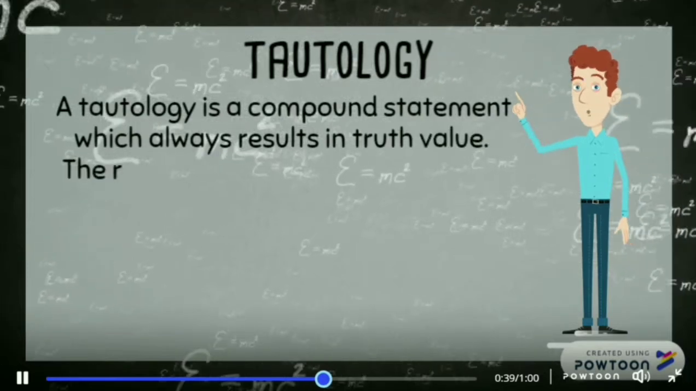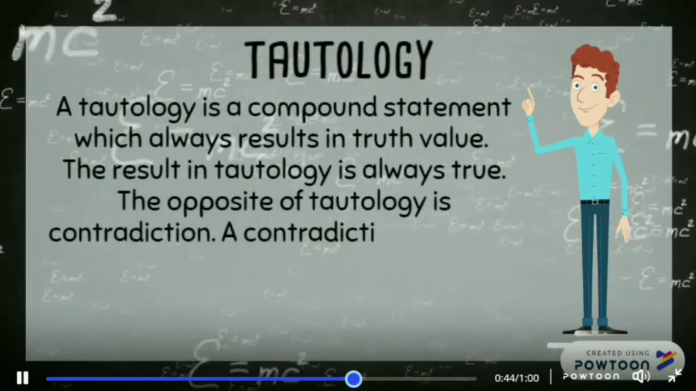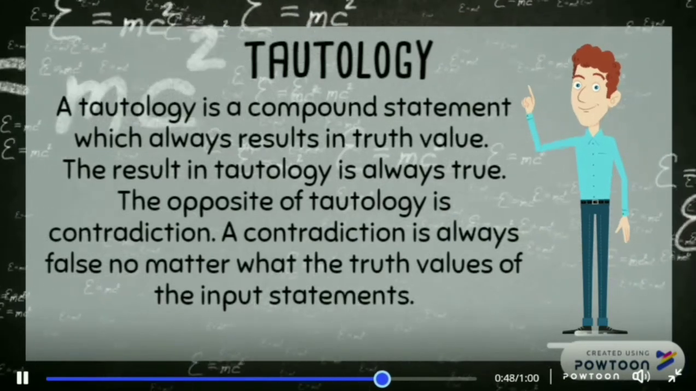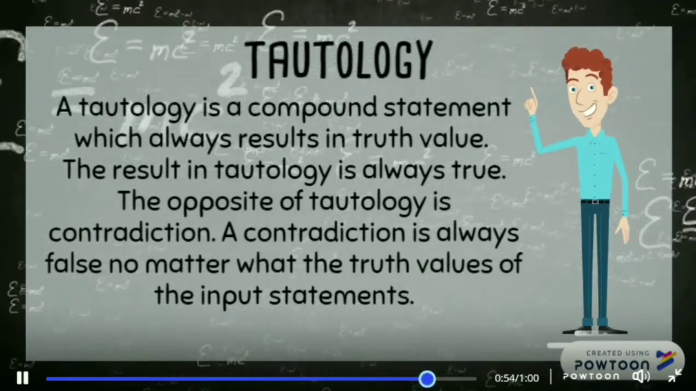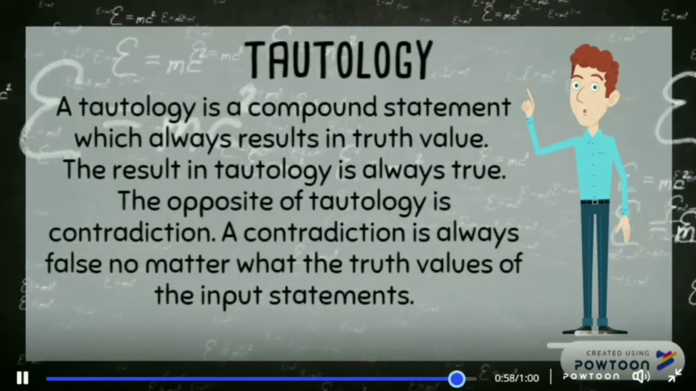A tautology is a compound statement which always results in a true value. It doesn't matter what the individual parts consist of, the result in a tautology is always true. The opposite of a tautology is a contradiction. A contradiction is always false no matter what the truth values of the input statements are.